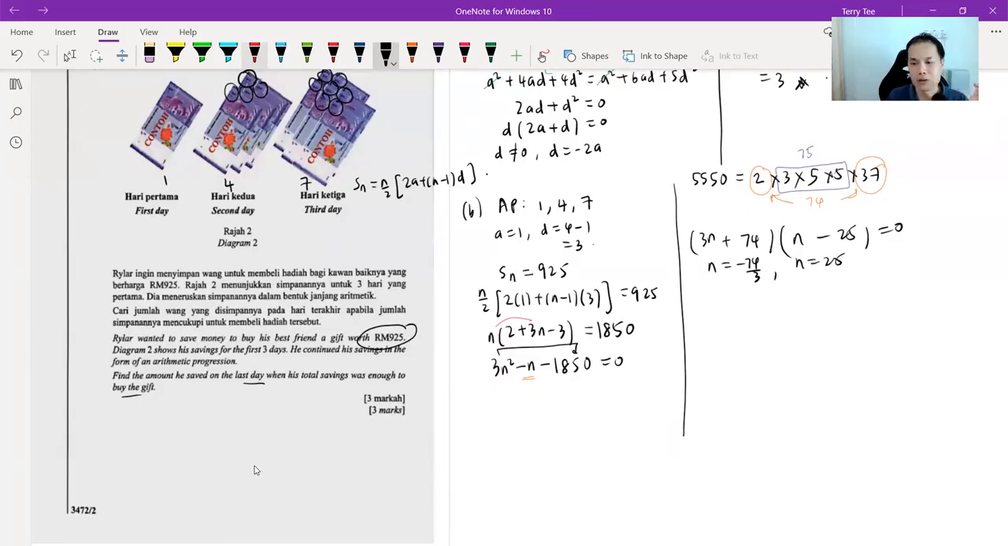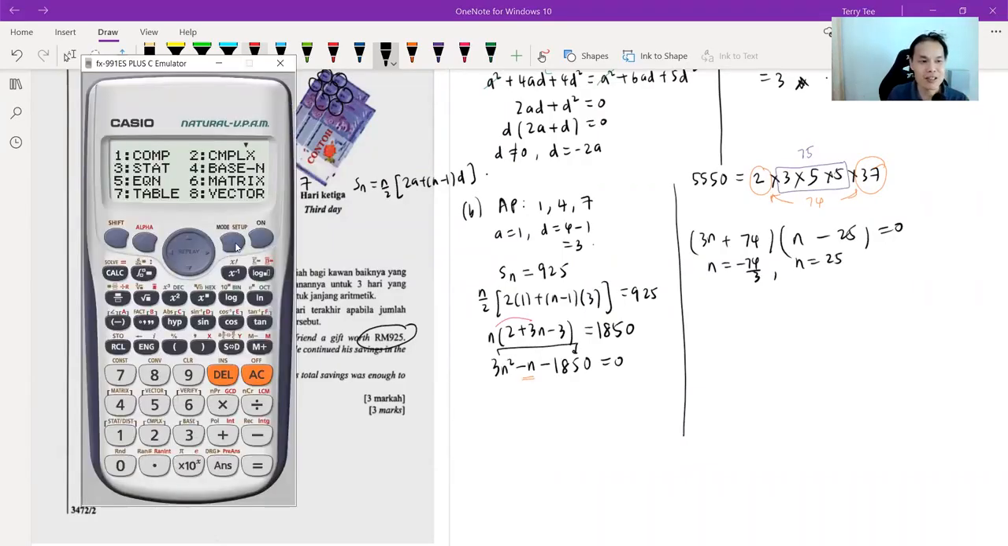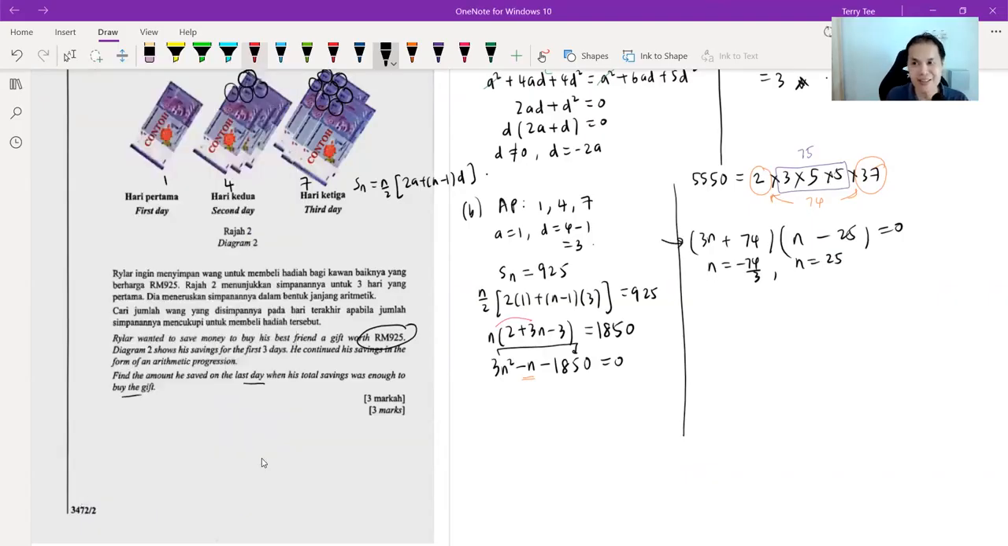Now, I know a lot of students say, Terry, this is very long. Can I not do this? I don't want to use my mental effort to do this. I just press mode, 5 for equation, number 3. I key in the values 3, -1, -1850. There you go. I got x1 is 25, x2 is -74/3, and just work backwards, show my working for factorization. Yes, you can do that. You can. But make sure you show your working for factorization.